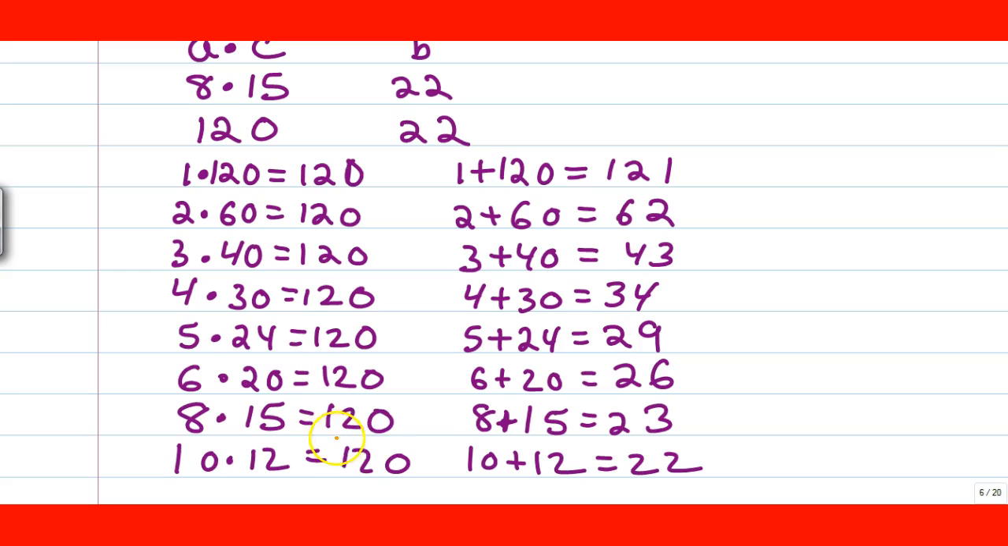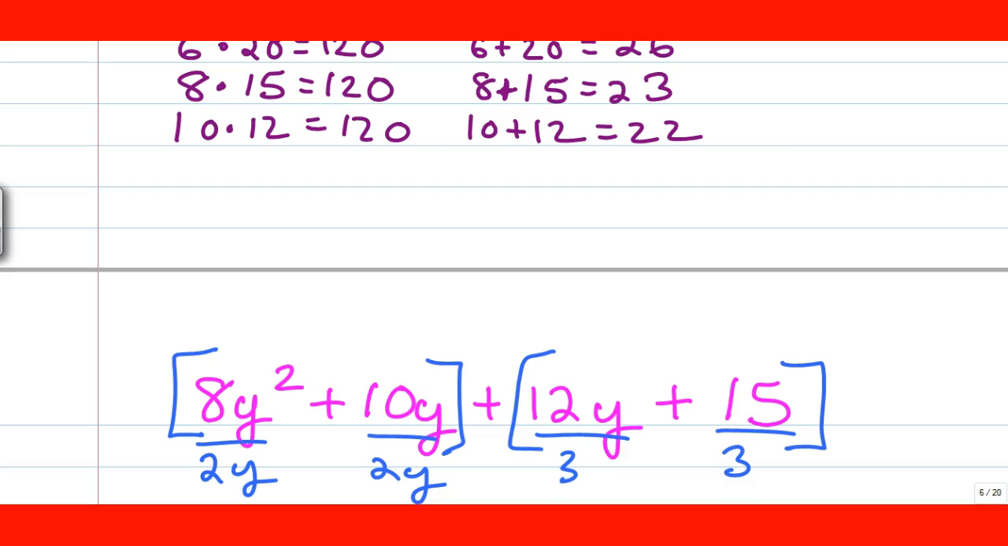8 times 15 makes 120. So 8 plus 15 equals 23. I'm almost there. I don't have a 9 times something that's going to get 120, so I skip on to the 10. 10 times 12 equals 120. 10 plus 12 equals a positive 22. There are my pair of factors. It's going to be a 10 and a 12.